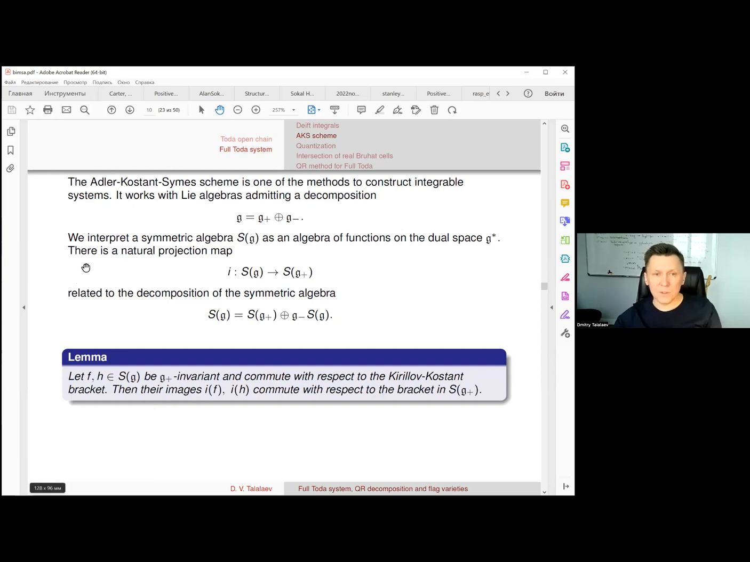So one of the variants of the AKS lemma is the following one. Let F and H be two G plus invariant elements of this symmetric algebra that commute with respect to the Kirillov constant bracket on this algebra. Then their images IF and IH commute with respect to the Kirillov-Poisson bracket on this symmetric algebra.